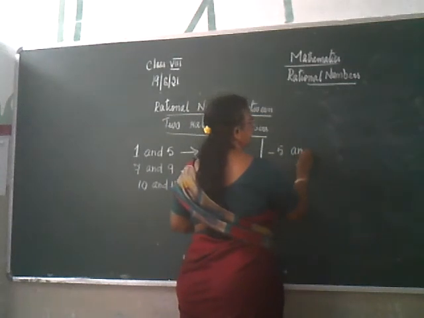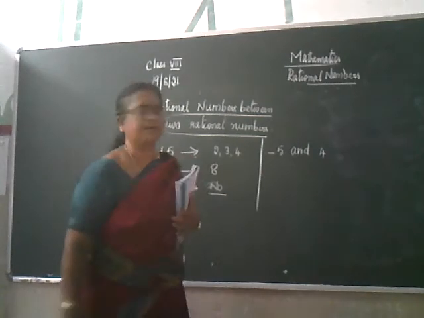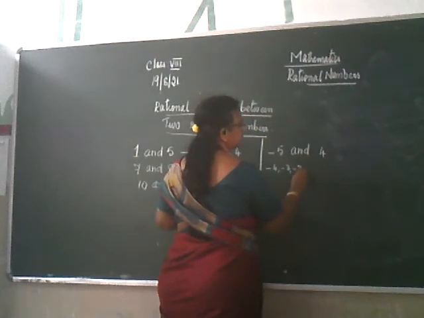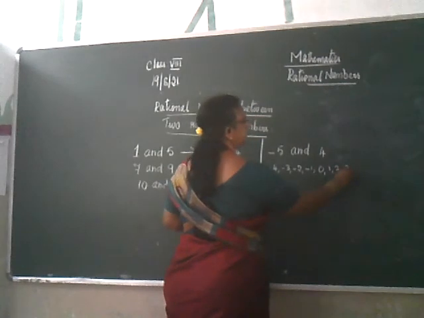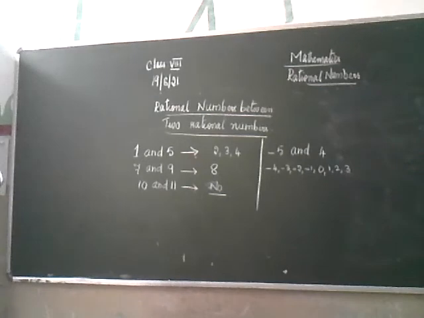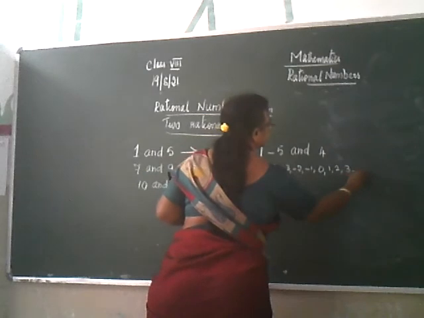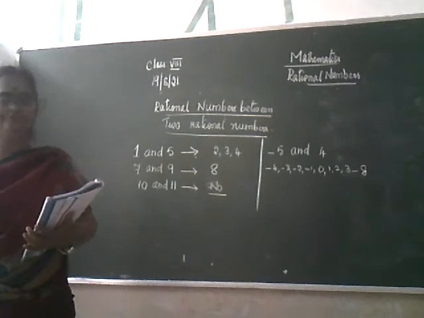Similarly, if I ask you in integers, write the integers between -5 and 4. You will write -4, -3, -2, -1, 0, 1, 2, 3. Isn't it? These are the integers between -5 and 4. So, you can say there are how many? 8. 1, 2, 3, 4, 5, 6, 7, 8. There are 8 integers between -5 and 4.